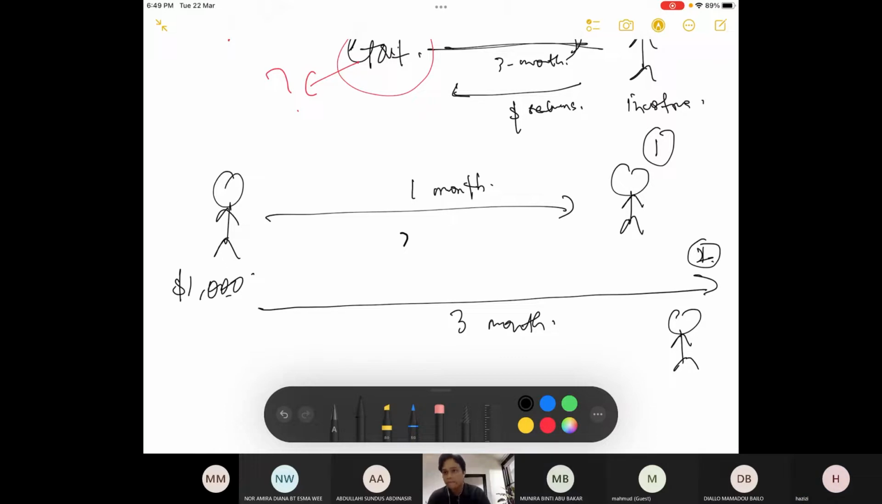Second one. Right. So should I ask for more return from him, Munira? Yes, I should, right? So that's the concept of time value of money as well. So the longer the period that you wait to get the repayment, the lender should expect more returns from that.